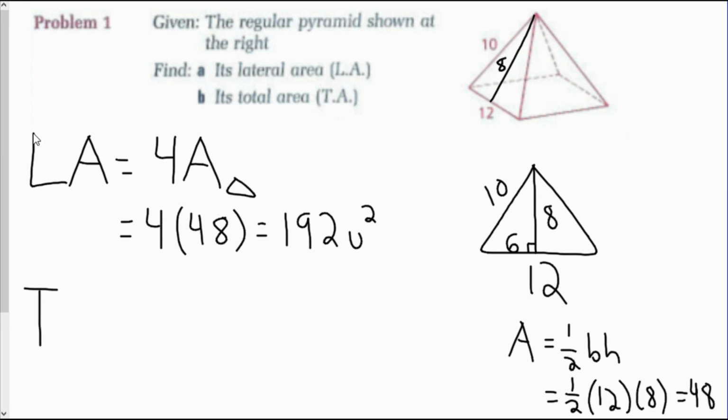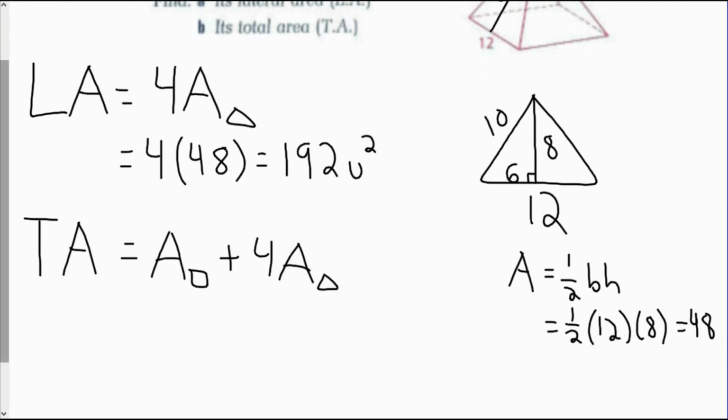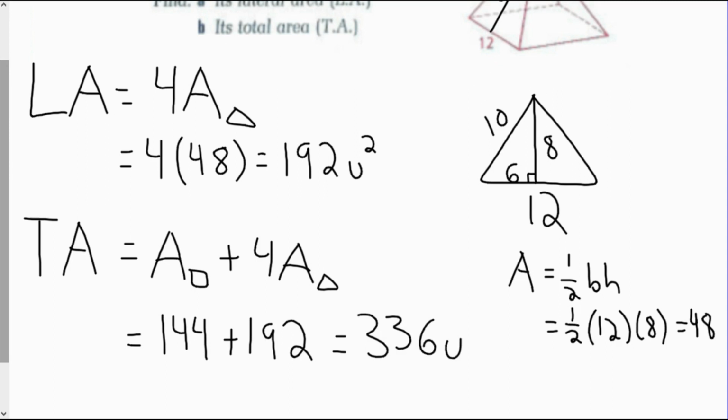Now if I want to find the total area, it's going to be the area of the square plus the area of the 4 triangles. Now I know, since this is a regular pyramid, the area of the square would be 12 times 12, which is 144. Add that to 192, which was the area of the 4 triangles. 144 plus 192 will be 336 units squared. So the total area of the regular pyramid is 336 units squared.